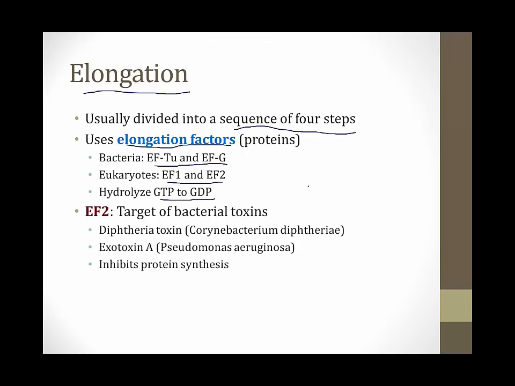And just an aside here, elongation factor 2 in eukaryotic cells is a target of bacterial toxins. I talk about this in the infectious disease section, but diphtheria toxin produced by Corynebacterium diphtheriae and exotoxin A produced by Pseudomonas both target elongation factor 2 and thus inhibit protein synthesis in eukaryotic cells.